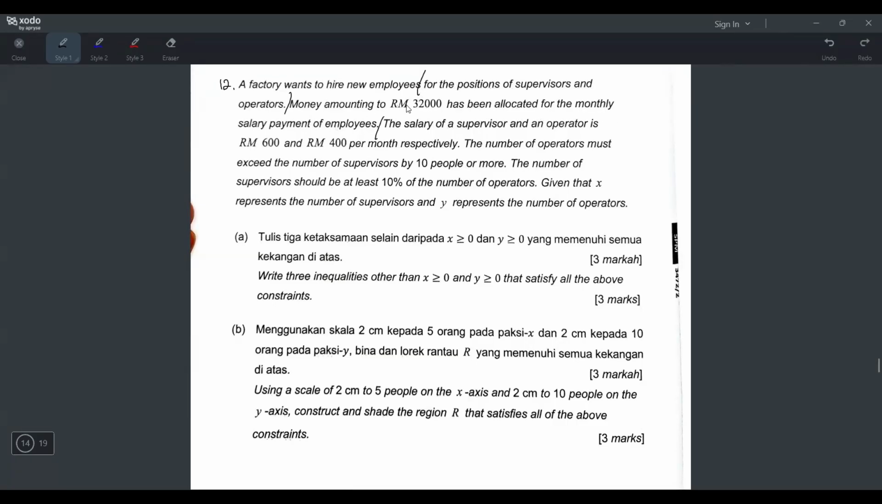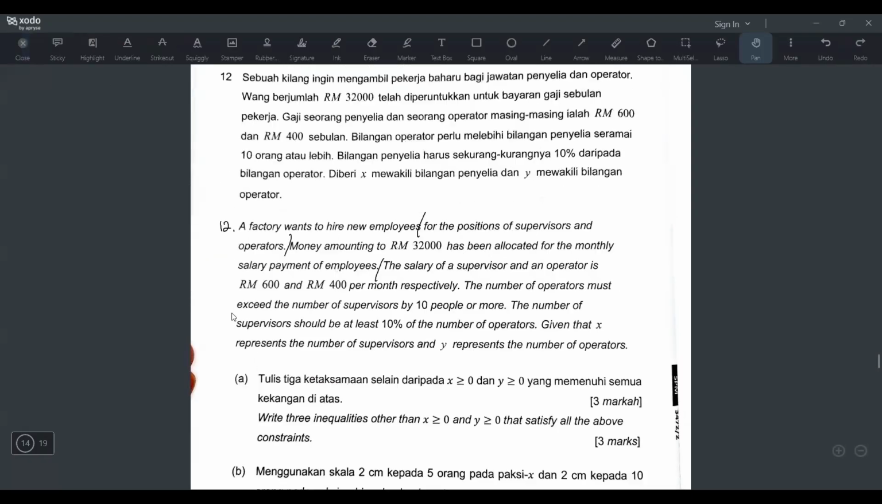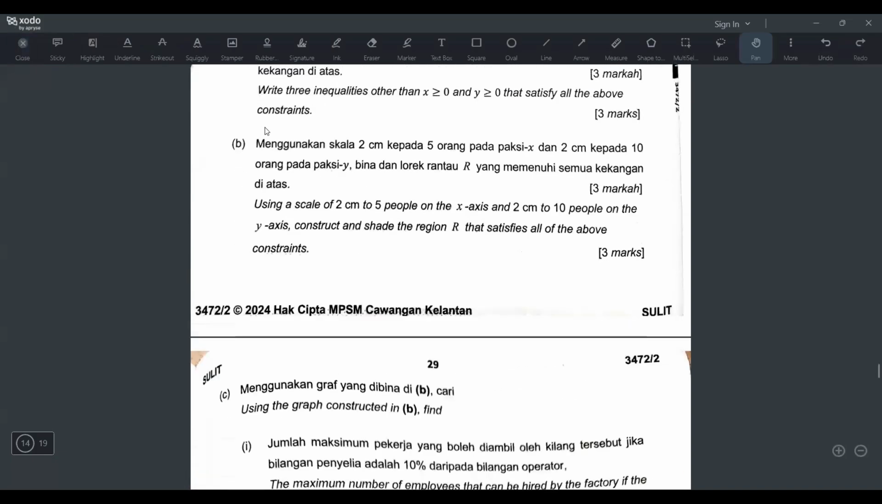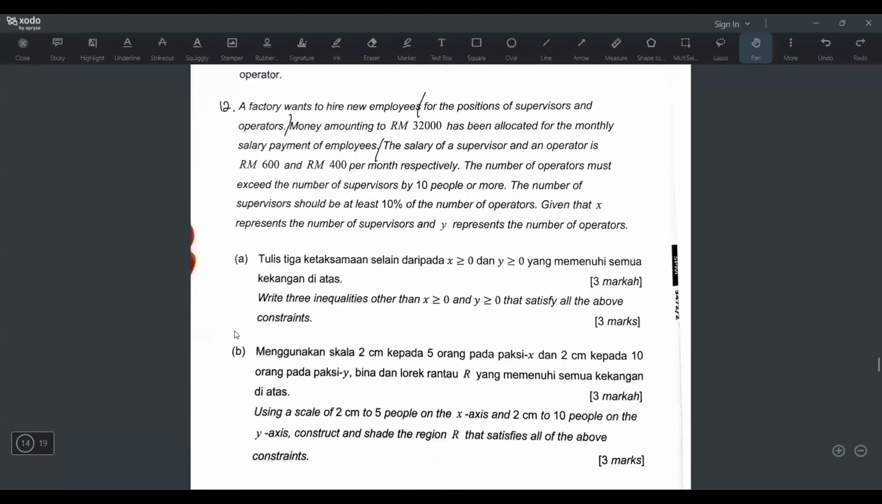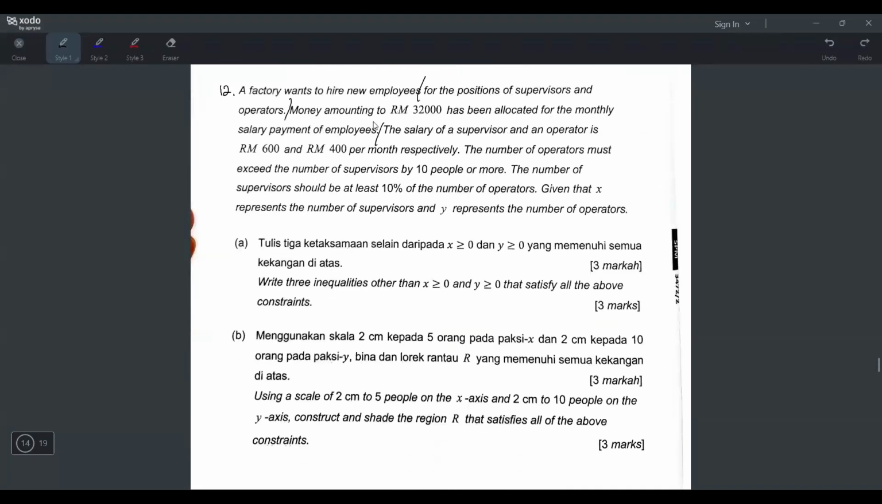Okay, this one I will skip first. Because when we do linear programming, we need to know what the X and Y represent first. So all this information, for now, I will skip first. The salary of supervisor, operator, 600, 400 per month, respectively. This one, leave it for now. The number of operators must exceed the number of, this one also leave it. Because you can't write your inequality if you don't know what your X and Y represent. And then the number of supervisors should be at least 10% of number. Okay, this one also leave it.